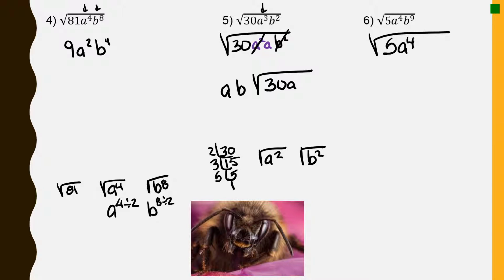All right, this one I'm going to rewrite also because the 5 is just 5, a to the 4th is even, b to the 9th is not, so I'm going to write it as b to the 8th and b. Is there a square root of 5? There is not. It's a prime number, so it stays inside. I'm done with that one.